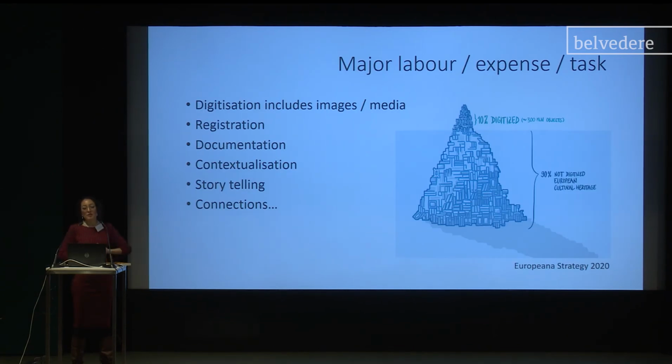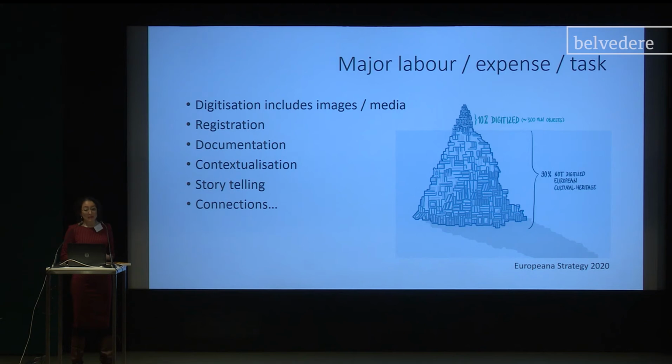From Europeana's 2020 strategy, they have estimated that the 300 million objects online in their portal account for about 10% of European heritage. This includes libraries, archives, as well as museums. So you can see this is a major task.